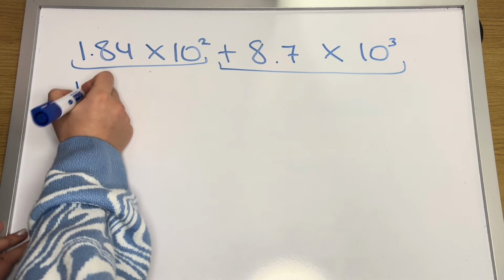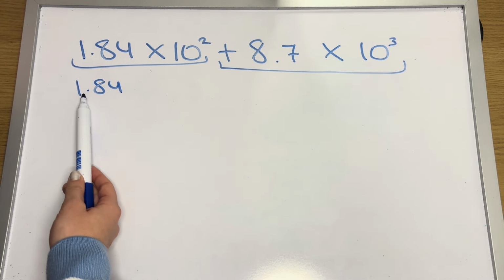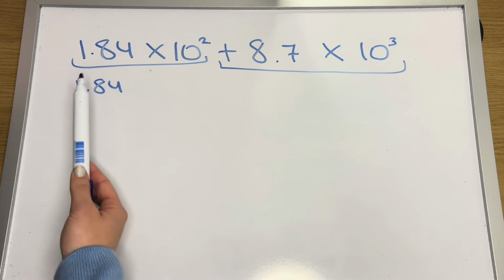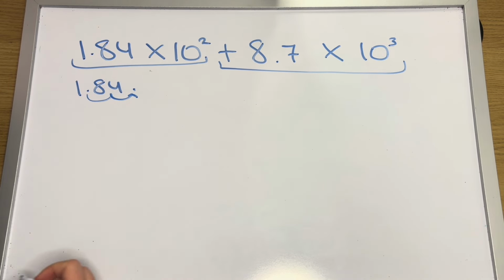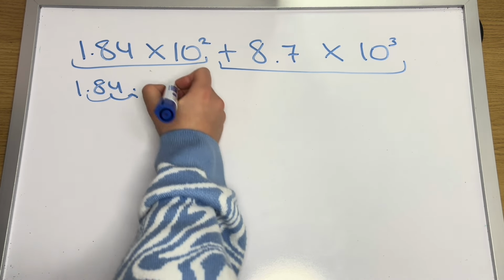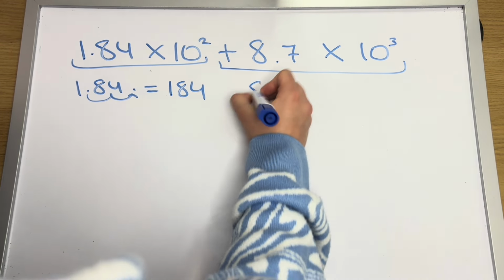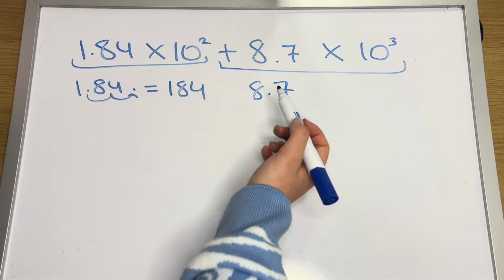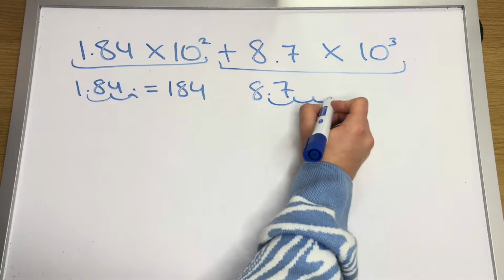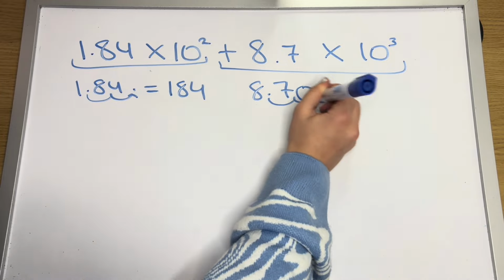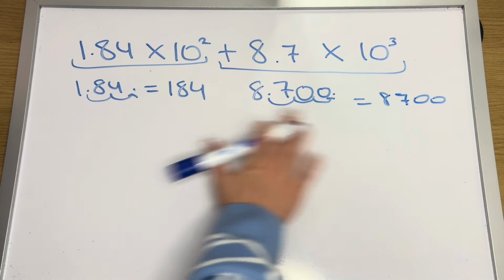So I'm going to take 1.84, and since the 10 is raised to the power of 2, that means that this decimal place is moved twice to the right. So I'm going to move it twice. That means the decimal point is there. So that means it is 184. I'm going to do the same with 8.7. Now, 8.7 is moved 3 times. So I'm going to take the decimal point, move it 3 times. That will give us 2 additional zeros. So that's 8,700.